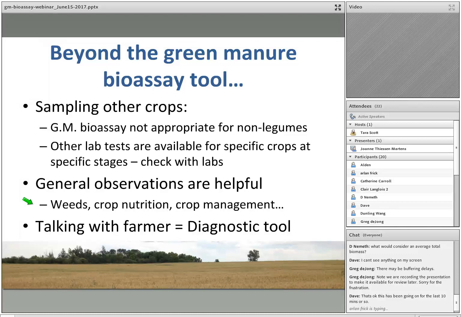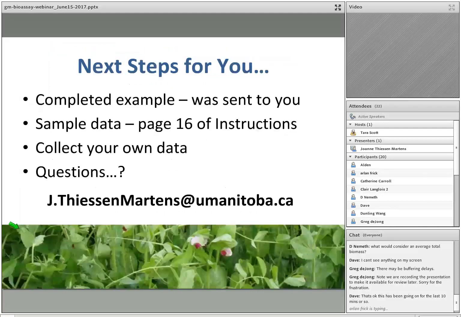Also weeds, crop nutrition, crop management. All those general observations are extremely useful in interpreting the results that you get from this test and for helping the farmer work through what their management approach is going to be. And I also want to remind you that talking with the farmer is actually a very powerful diagnostic tool. Learning the field history, learning what their priorities are, that kind of thing is really important in interpreting all the results and developing recommendations for changes.